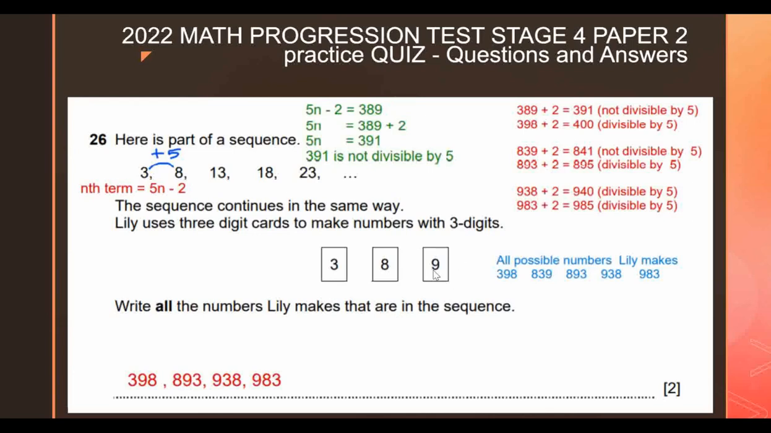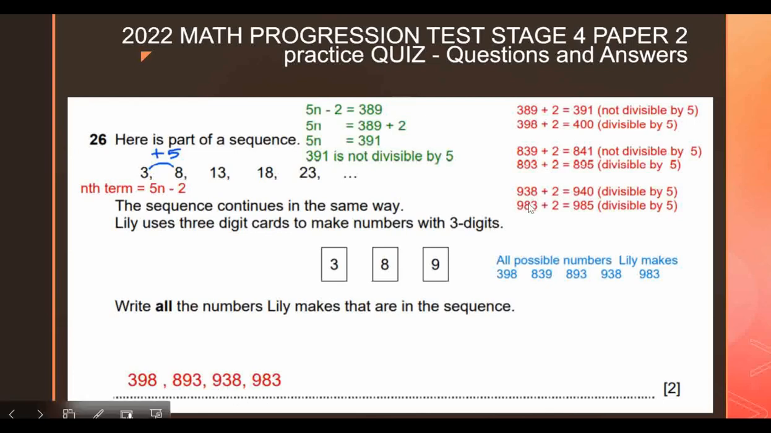Next we put 9 in the first digit. So 938. 938 plus 2 is 940. 940 is divisible by 5. How do we know? We check from the last digit. A number that is divisible by 5 should end with 0 or 5. So 940 is divisible by 5. It means 938 is part of the sequence, 938.